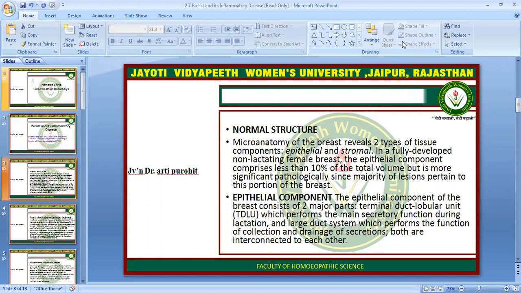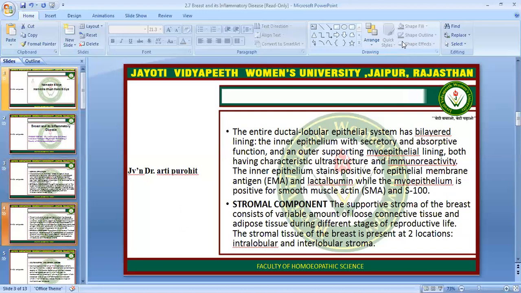Epithelial component. The epithelial component of the breast consists of two major parts: terminal duct lobular unit, which performs the main secretory function during lactation, and the large duct system, which performs the function of collection and drainage of secretion. Both are interconnected to each other.